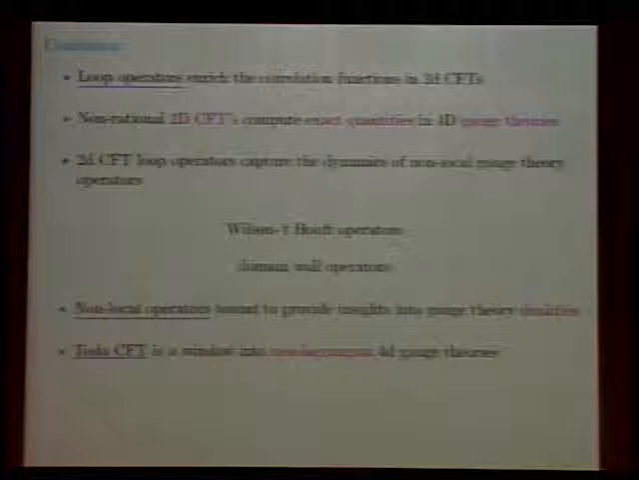So let me conclude. One of the messages I wanted to say is that there is an interesting class of loop operators in two-dimensional conformal field theories that have lots of interesting properties. I want to reiterate that non-rational two-dimensional CFTs of the Toda type capture exact quantities in four-dimensional gauge theories. In particular, they capture the dynamics of Wilson and 't Hooft loops and domain wall operators. It is the hope that these non-local operators in four-dimensional gauge theories will be able to provide us insights into gauge theory dualities because they play a very important role. They participate very actively in dualities.